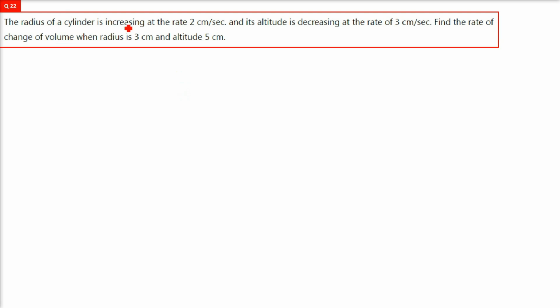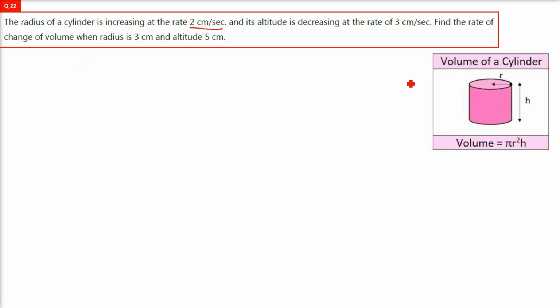The radius of a cylinder is increasing at the rate of 2 centimeter per second. So we are talking about a cylinder whose volume is pi r square h, and its altitude is decreasing at the rate of 3 centimeter per second. Find the rate of change of volume, so we are talking about dV by dt, when the radius is 3 centimeter and the altitude is 5 centimeter.